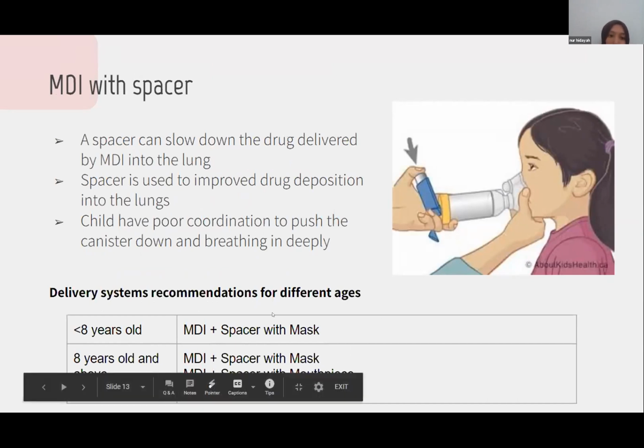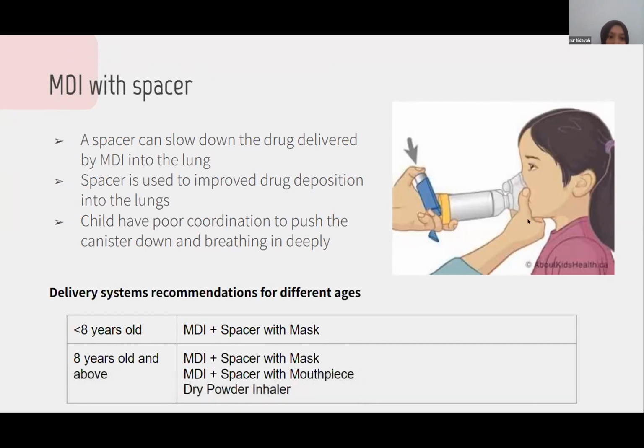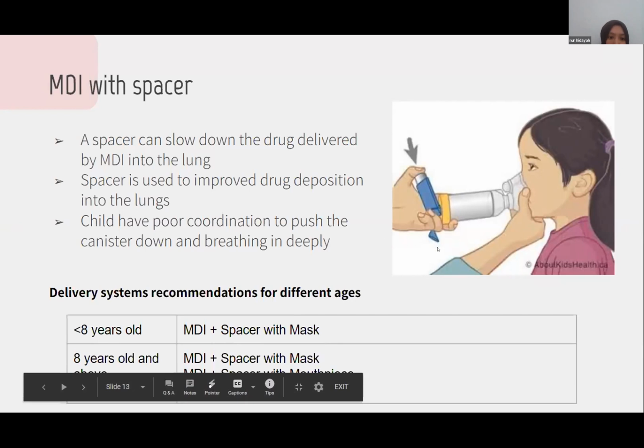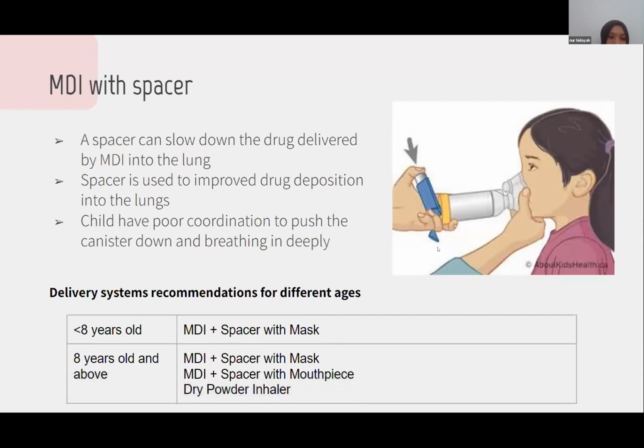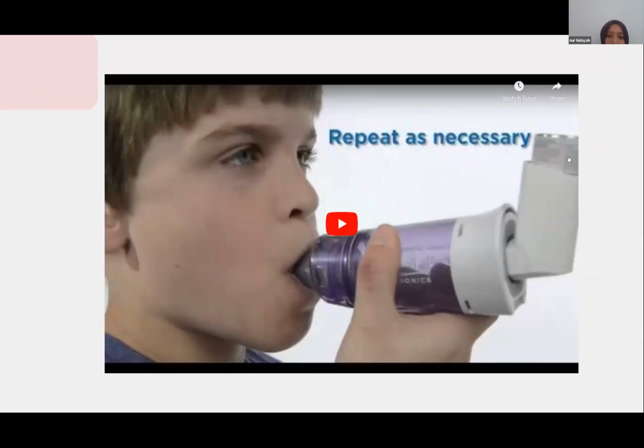According to the pediatric protocol, children under 8 years old can use an MDI with spacer and mask, and for children who are 8 years old and above, the patient can use an MDI spacer with mask, an MDI spacer with mouthpiece, and a dry powder inhaler. So I will show you the procedure of the MDI with spacer and mouthpiece.